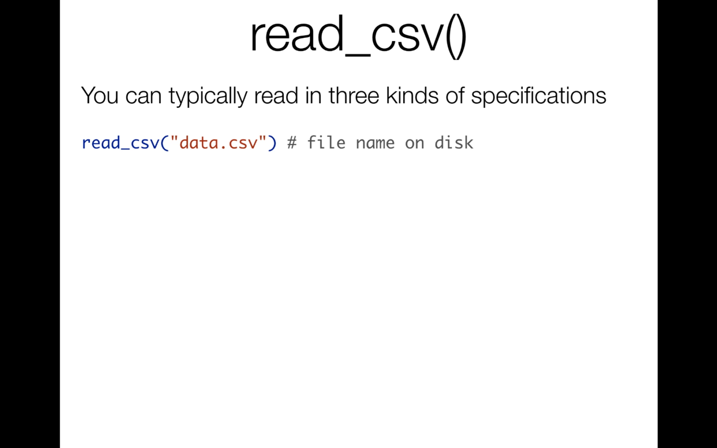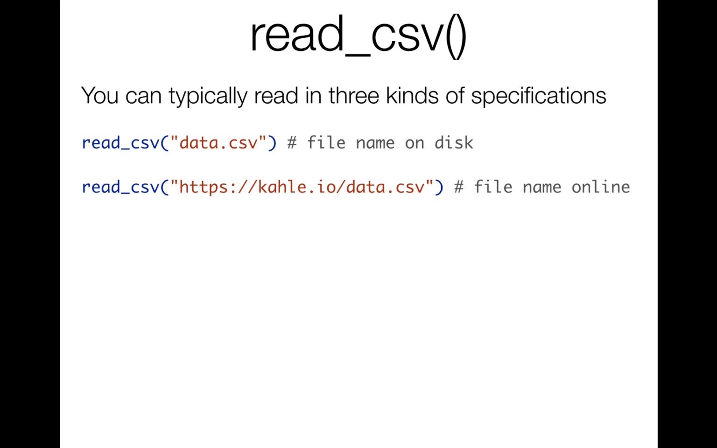Let's take a look. There are typically three kinds of specifications that you would use for read_csv. The usual way we've used it up until now is with the file name passed in as a character. So data.csv, or maybe you have a path to a particular data file on your computer. Another way to do it would be straight off of the internet. So if you know of a CSV file that is on the internet and you know what its URL is, you can just put the URL in there and it will read it directly.